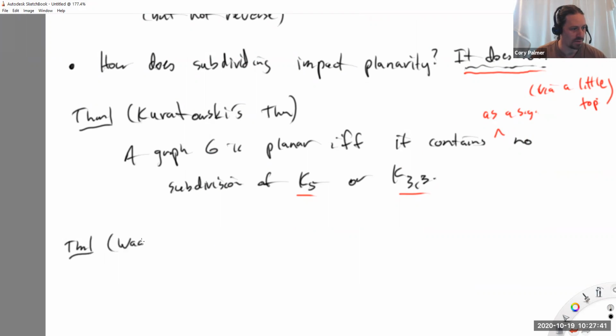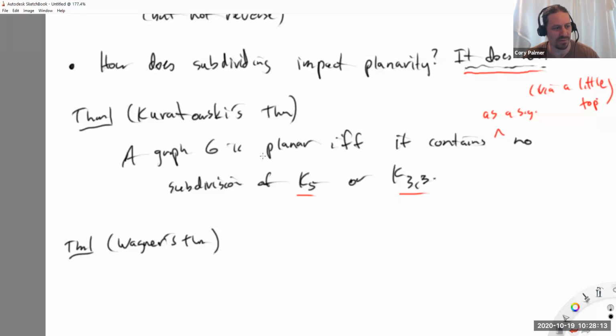This is called Wagner's theorem. I don't know if this is stated in the notes. It really should be. But let me just say it in words here. It says that a graph is planar if and only if you can't contract and get a K5 or a K33. So you can't contract some subgraph and get a K5 or K33. Sometimes we call this a minor of the graph, where you can get it as a result of contractions. And that's also an if and only if.